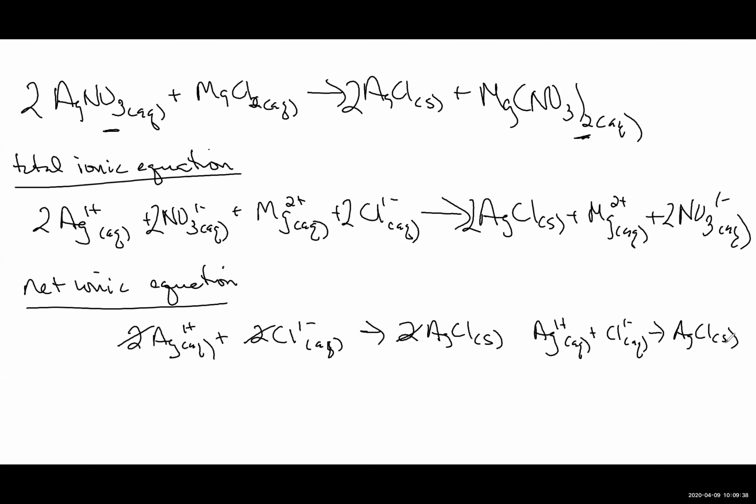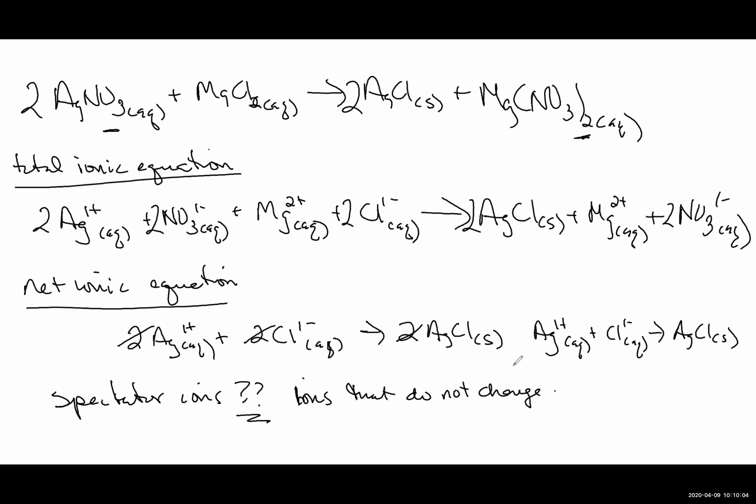If you left the 2's in there, I would not mark you wrong right now. I'd just cross them out. But just to know, people aren't going to leave it. If everything's a 2, they're going to give you the lowest whole number ratio. What would be my spectator ions? My spectator ions are the things that have not changed. Ions that do not change.